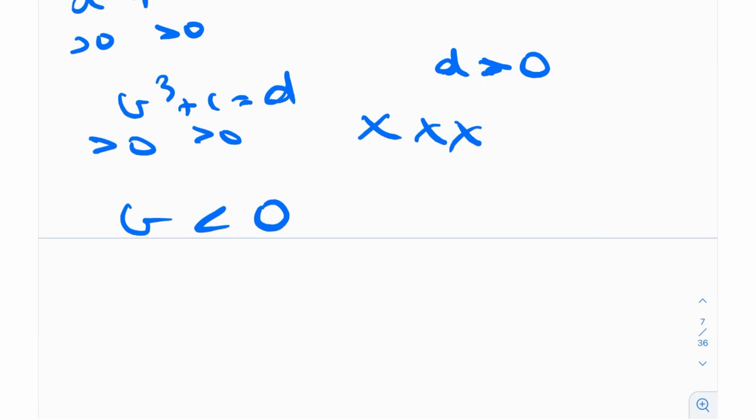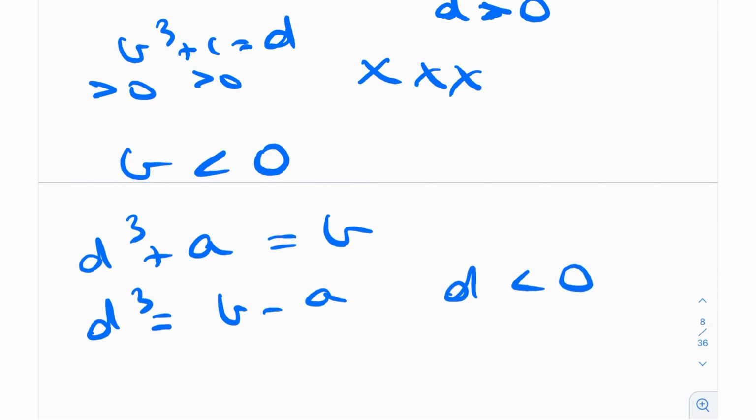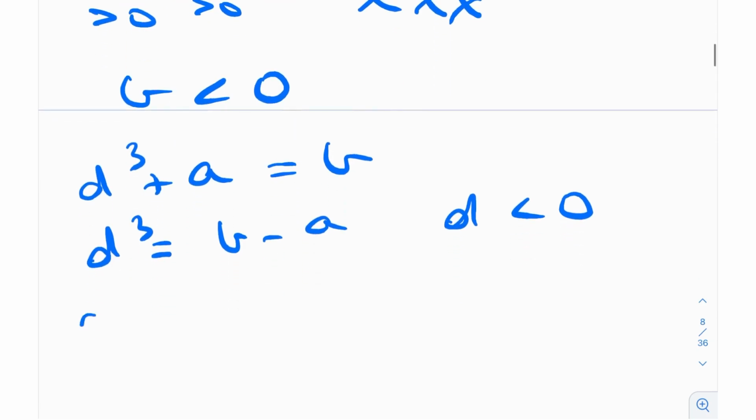Now let's look at equation number 4. Over there, we have d cube plus a is equal to b. So b is less than 0, a is greater than 0, so it's easy to see that d is less than 0 over here. Now let's look at equation number 3. And there we have c cube plus d is equal to a.